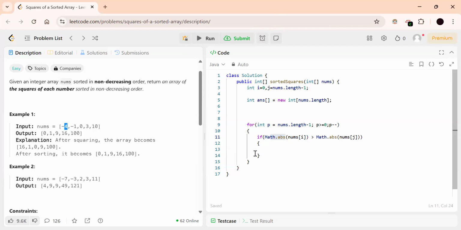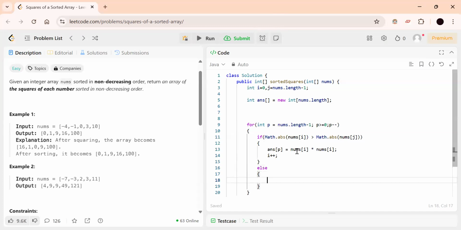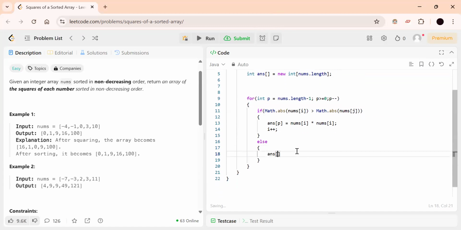Minus 4 is nothing but 4, so that's what we are getting. If the absolute value of nums of i is greater than that of j, then obviously nums of i should be placed in the answer array. Answer of p equals nums of i into nums of i. I'm simply doing a square, guys. So 2 square is 2 into 2. After that, i plus plus. Else, answer of p equals nums of j into nums of j, and j minus minus. That's all. We will simply return answer.